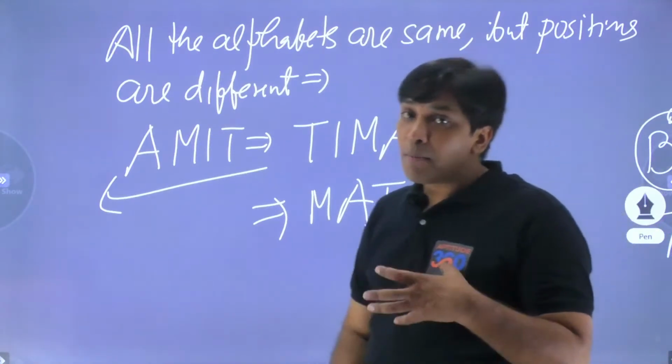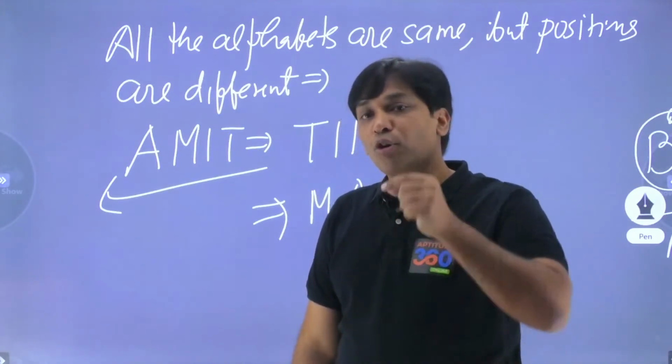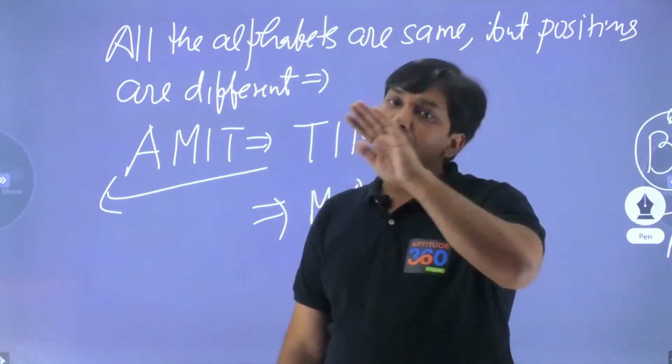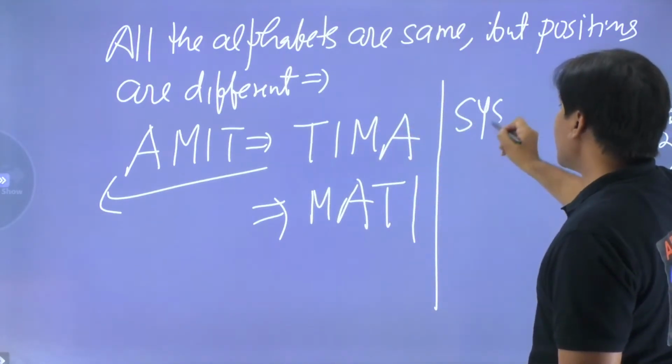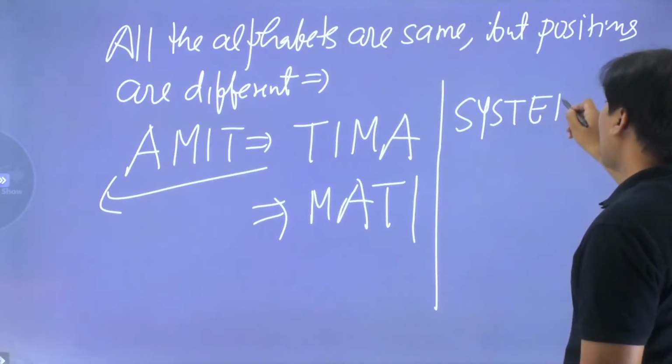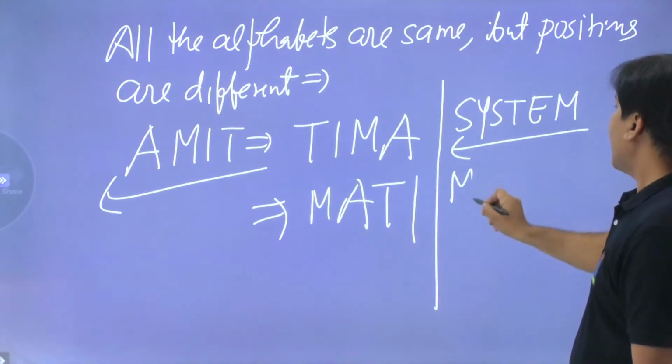So whenever you come across such a situation जहां पे अल्फाबेट सेम हो, तो आपको क्या सोचना है, क्या पोजीशंस इनकी चेंज हो रही है. जैसे फॉर एग्जांपल आई हैव गॉट दिस एग्जांपल, से SYSTEM. How can I change it? I can write this, which is what?